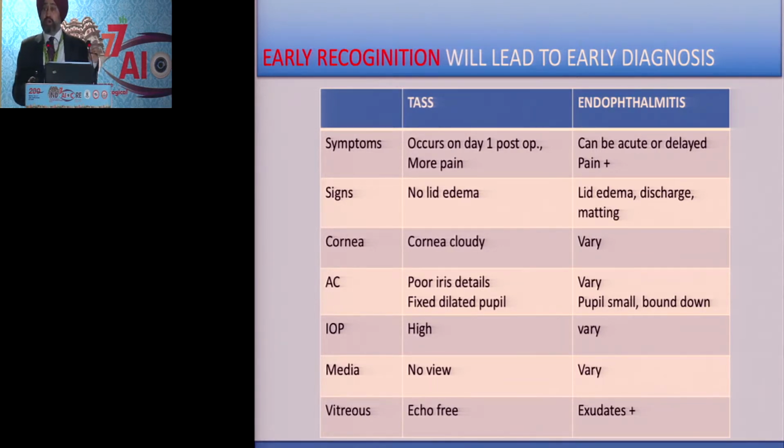The patient will call you in the evening from home. "I am having lots of pain." So this is the patient, probably the TASS is very likely. You call the patient up and see what is happening there in this patient.